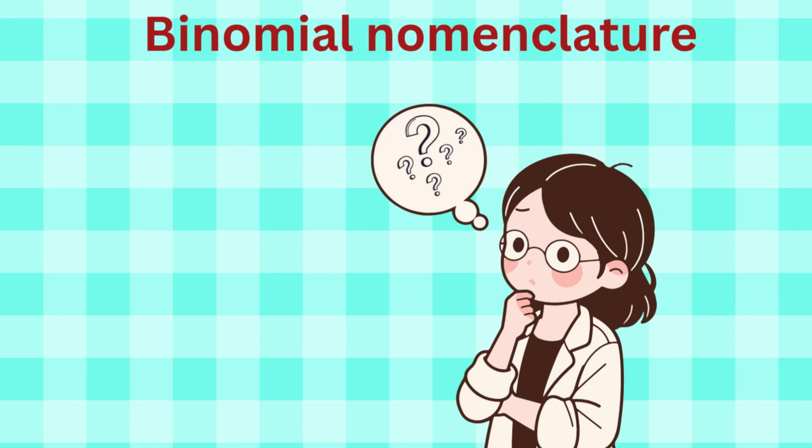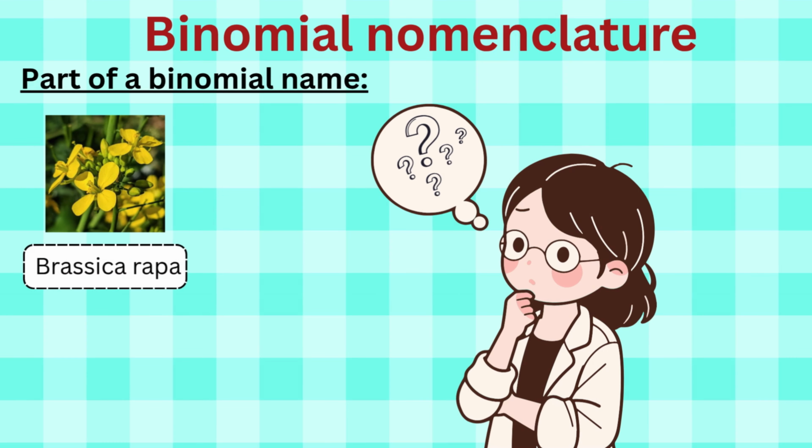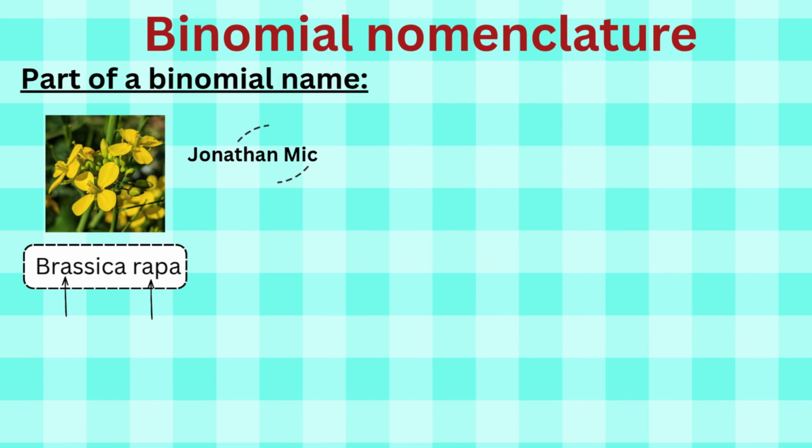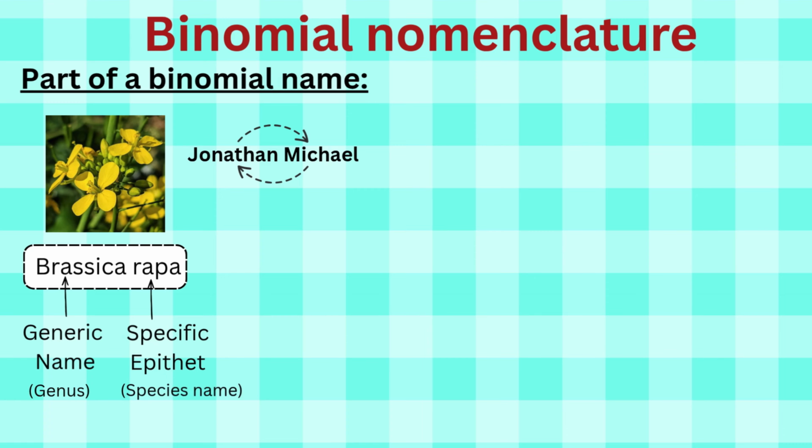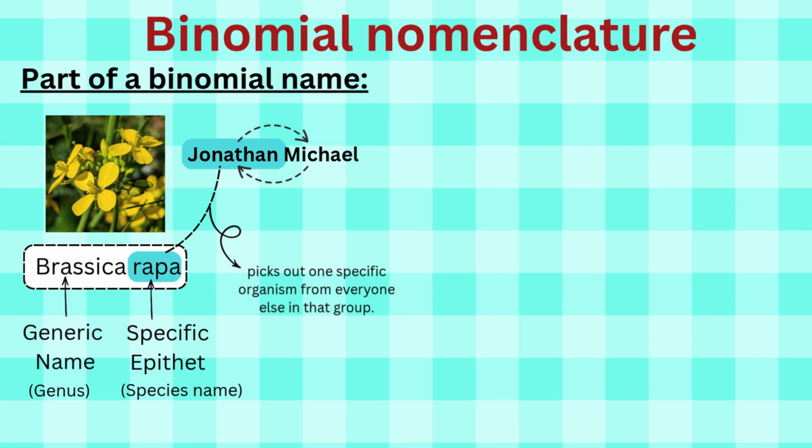You might be wondering, why do scientific names always have two parts? Think of it like a person's name, but in reverse. The first part is the generic name, or the genus. You can think of this like a family name. It tells us the general group the organism belongs to. The second part is the specific epithet, or the species name. This part is unique. It's what picks out one specific organism from everyone else in that group.